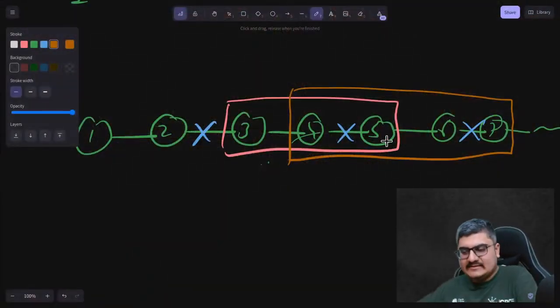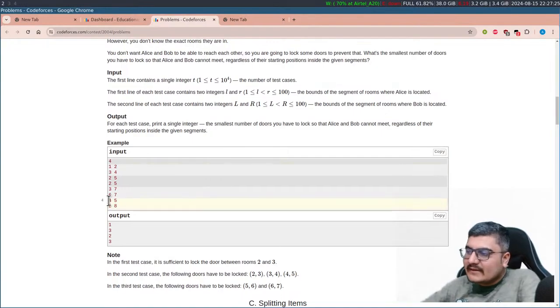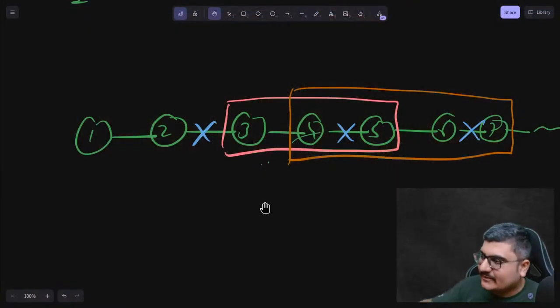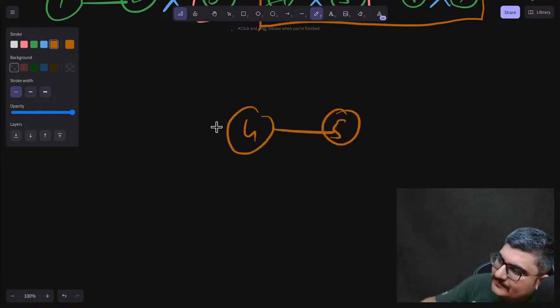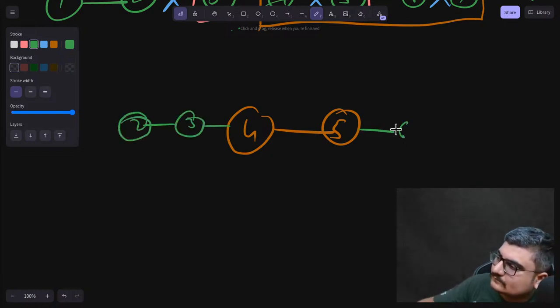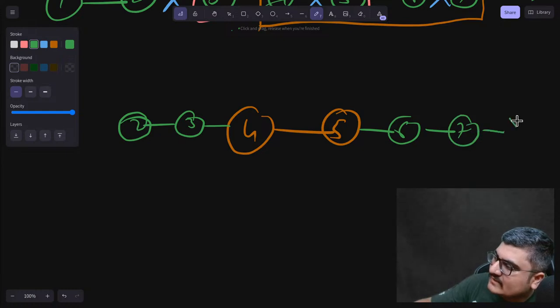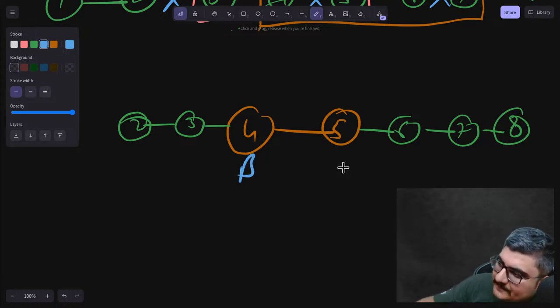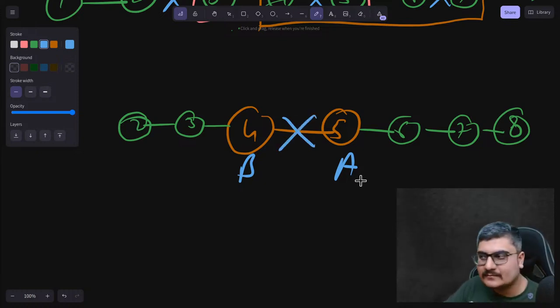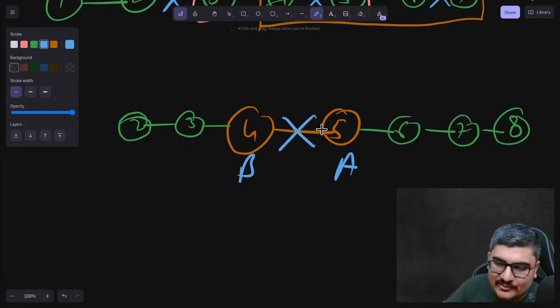So for example, I can share some samples here. Let's say 4 and 5, which looks slightly complicated. Bob is either in 4 or 5. And Alice can be at any point from 2 to 4. Now you see, if Bob is here and Alice is here, then they would be able to meet if we do not block this road. So we must block this 4 to 5 road here.